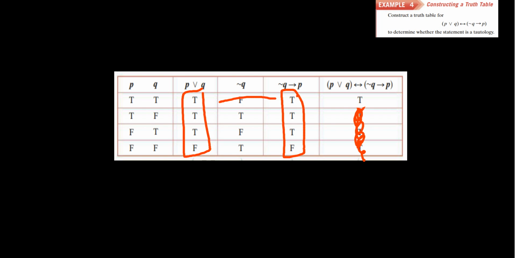The second row, we see that they are both true. So this is true. Oh, it's not my eraser. This is true. And then the third row, and honestly, I'll just go ahead, because they're both true here, and then they're both false here. So it's all true. So since this always ends up as a true statement, this is indeed a tautology. So to answer question 4, it reads, to determine whether the statement is a tautology, since it is always true, it is indeed a tautology. Okay, so that's example 4.